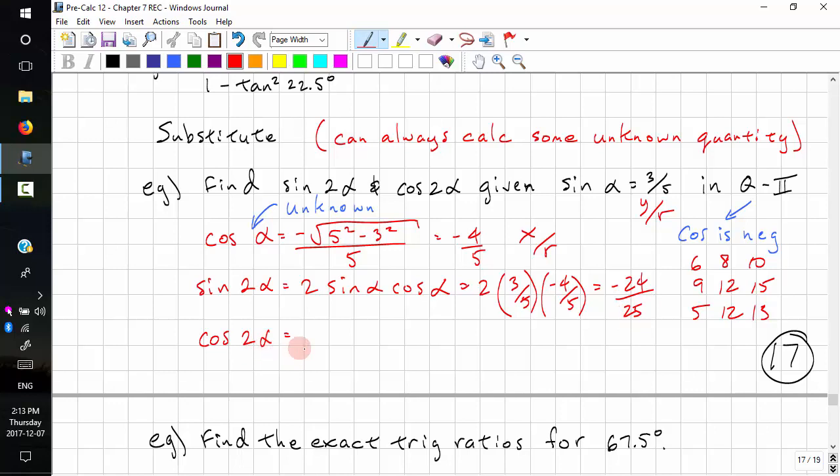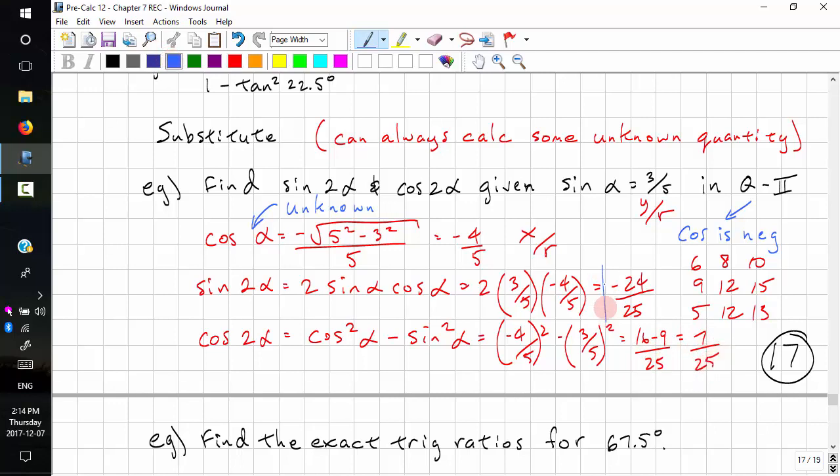Cos 2 alpha. So we have cos squared alpha minus sine squared alpha. Substitute the values, negative 4 over 5 squared minus 3 over 5 squared. That's 16 minus 9 over 25, so that's 7 over 25. We have a lot of work, so box your answers.